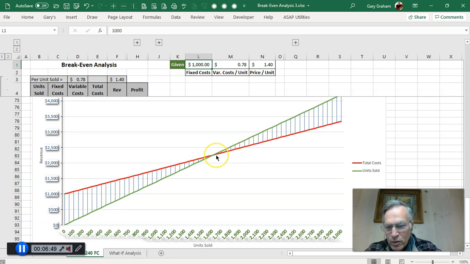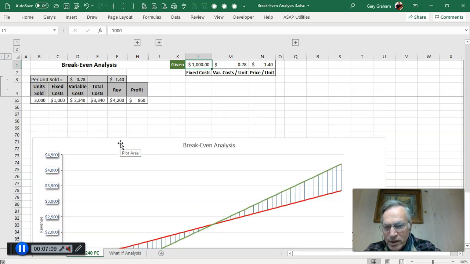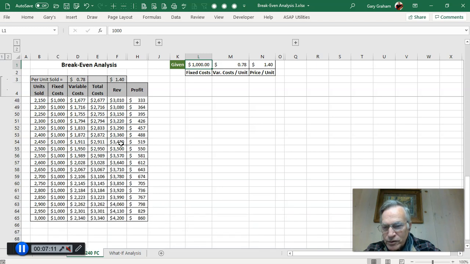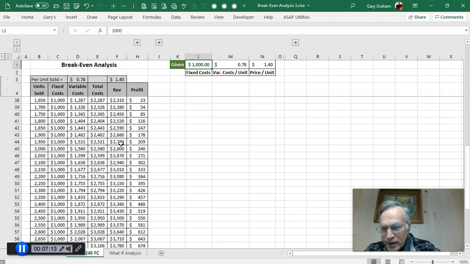here, how it lowered your break-even point to something that looks like it's about 1,600 now is where the two of them cross. So instead of having to produce 2,000 units to break even, you'd only have to produce 1,600 units to break even. Everything else being equal except just reducing your fixed cost from 1,240 to 1,000.